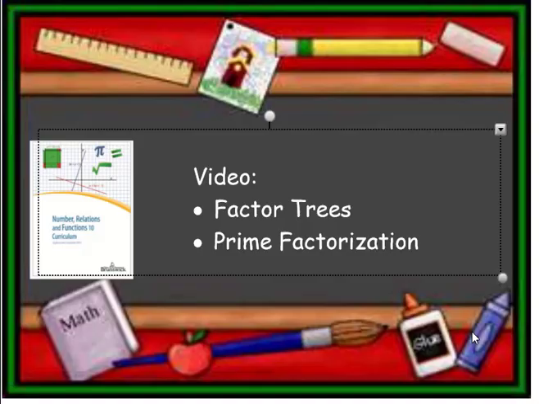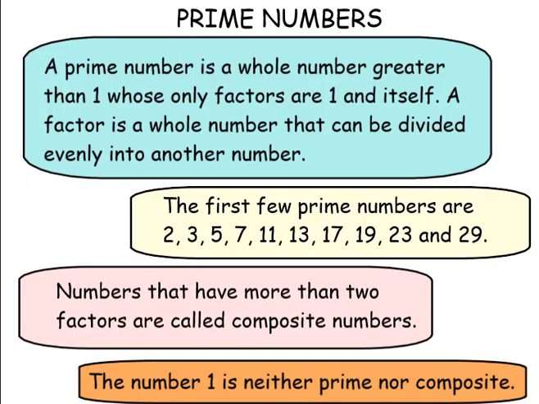Hello, welcome back. In this video, we are going to look at factor trees and prime factorization. A little bit of definition to get us started. A prime number is a whole number greater than 1 whose only factors are 1 and itself. A factor is a whole number that can be divided evenly into another number. The first few prime numbers are 2, 3, 5, 7, 11, and 13.